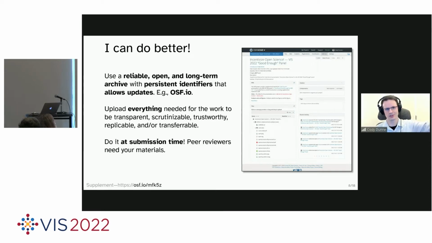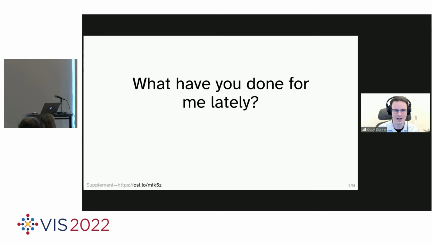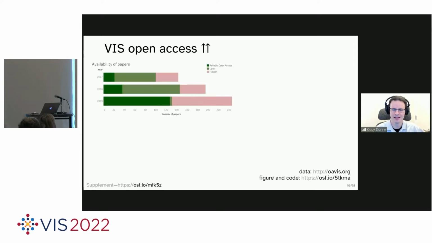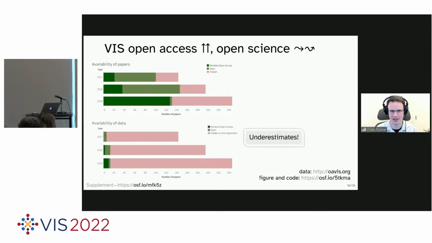Now, this was 2013. This was a long time ago. What's happened lately? Well, if you were at the town hall, you saw this chart already. Between 2017 and 2019, open access of papers has improved a lot in VIS. We're up to now about half of the papers being posted as preprints on reliable open archives like OSF and arXiv. But data isn't doing very well. Most of the stuff that we publish doesn't have data available, especially on reliable open archives.